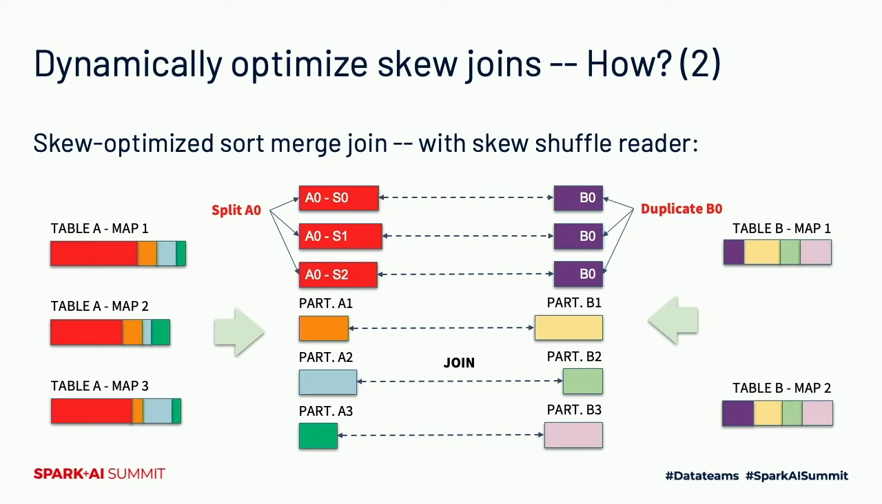In order to do that, we create 3 duplicates of partition B0 to match the new partitions from table A. And that is why we need a skew reader for the table B side, even though it does not have a skew itself. After this skew join optimization, the sort merge join now runs with 6 partitions, up from the original 4, which means a more balanced load and no spilling, and more importantly, a speedup of the query.